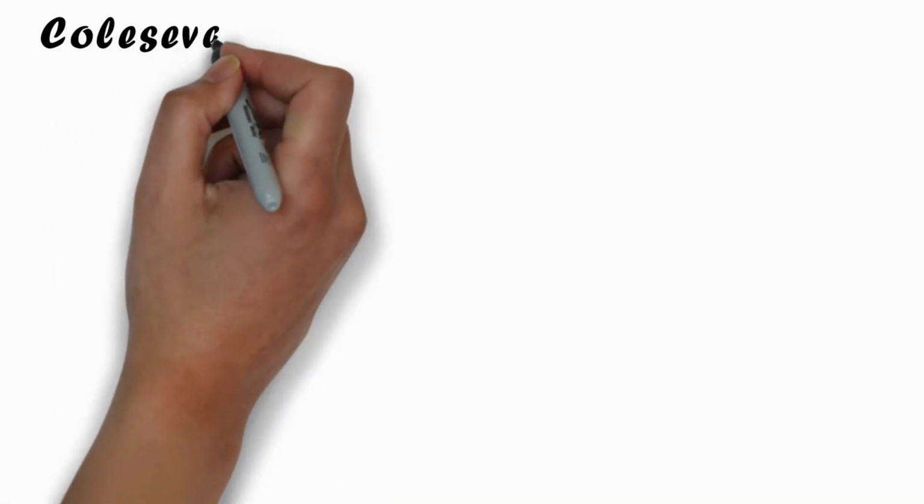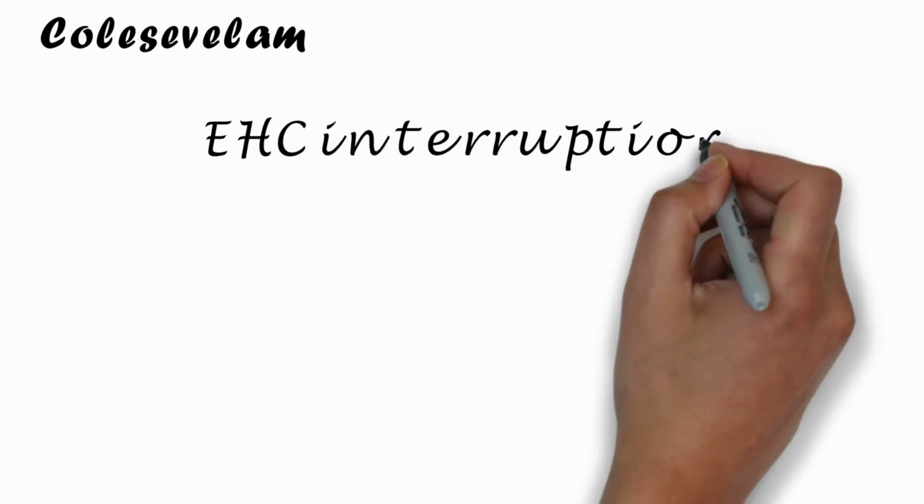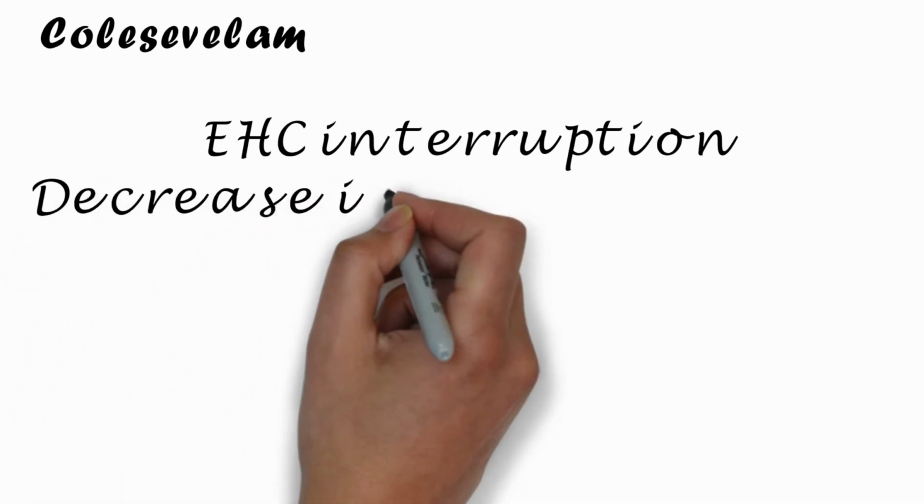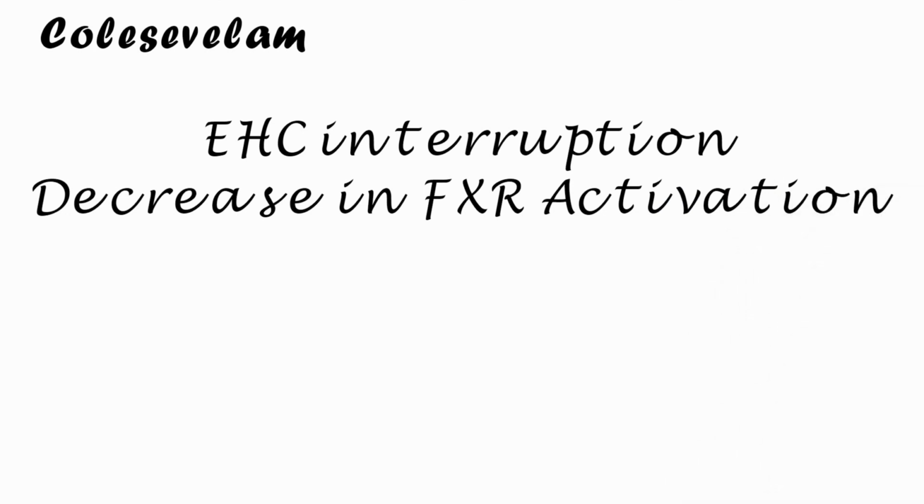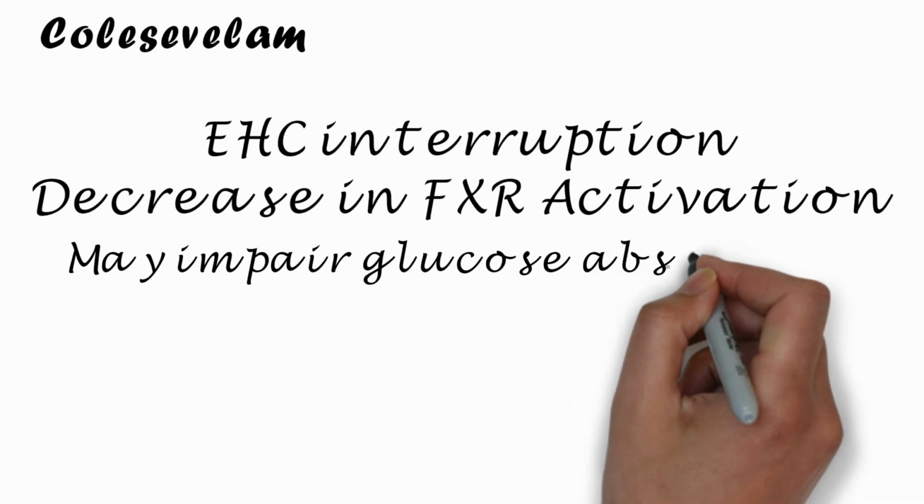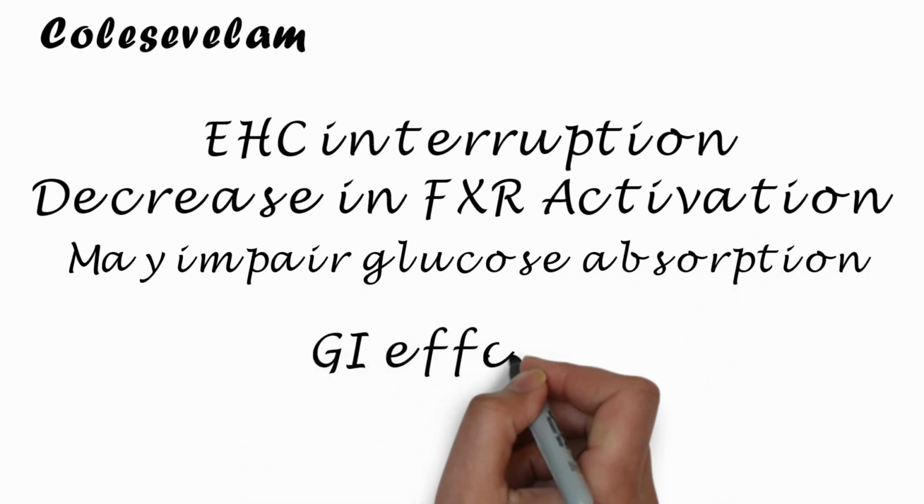Colesevelam is a bile acid sequestrant approved for use in type 2 diabetes. The exact mechanism of action is unknown, but is presumed to involve an interruption of enterohepatic circulation and a decrease in farnesoid X receptor activation. Farnesoid X receptor is a nuclear receptor with multiple effects on cholesterol, glucose, and bile acid metabolism. Additionally, the drug may impair glucose absorption.